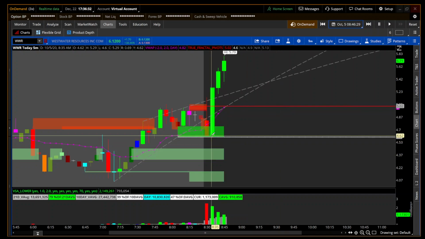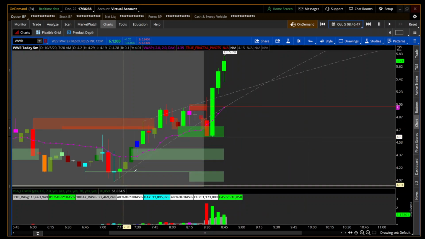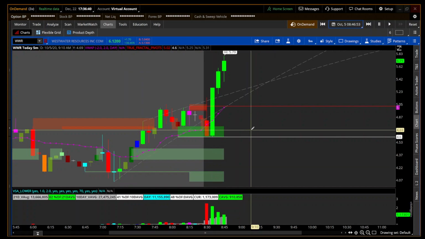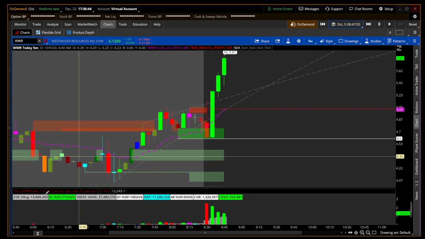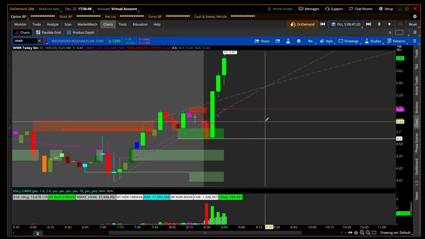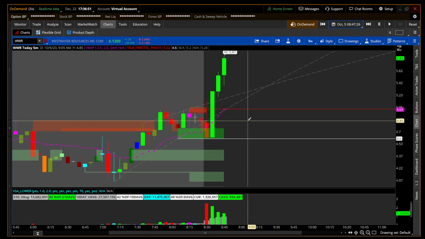But if it would have dropped, my risk would have been $461. I didn't mean for this video to be this long, but the lower indicator is the volume spread analysis, and this upper indicator is the true fractal pivots, supply and demand zones.